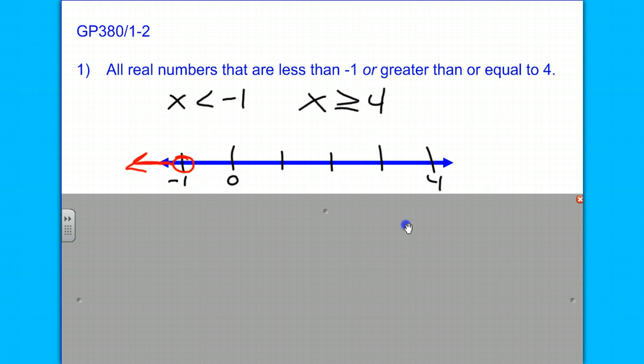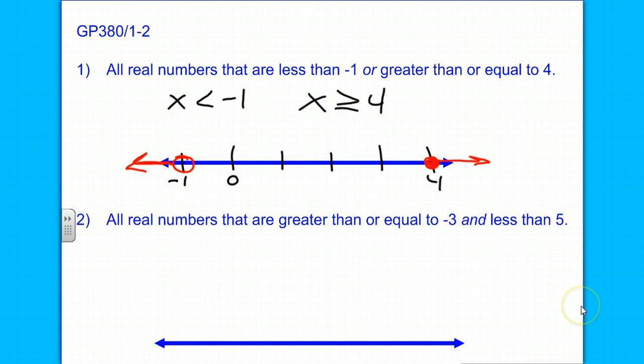And how about x is greater than or equal to 4? Izzy? Closed dot, and it's to the right. Okay? These two inequalities do not share a solution. So we do not put them in one 3-part inequality.